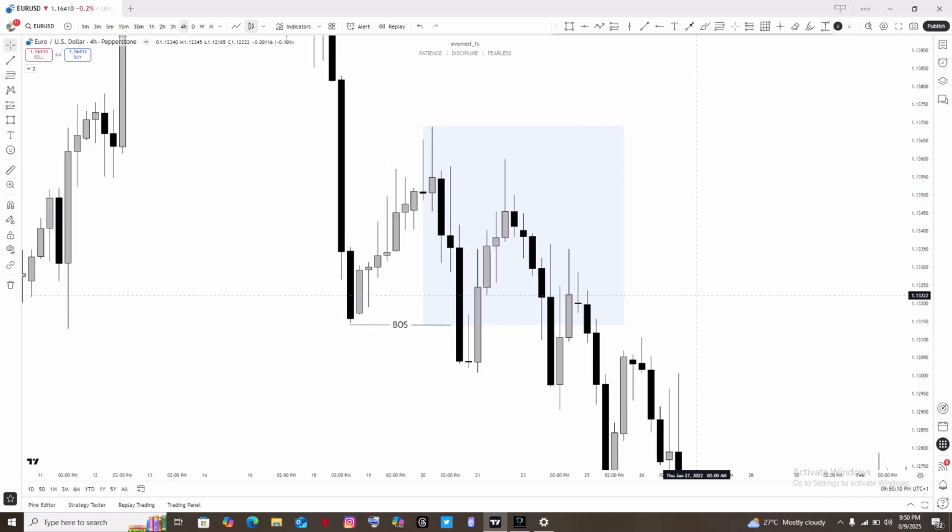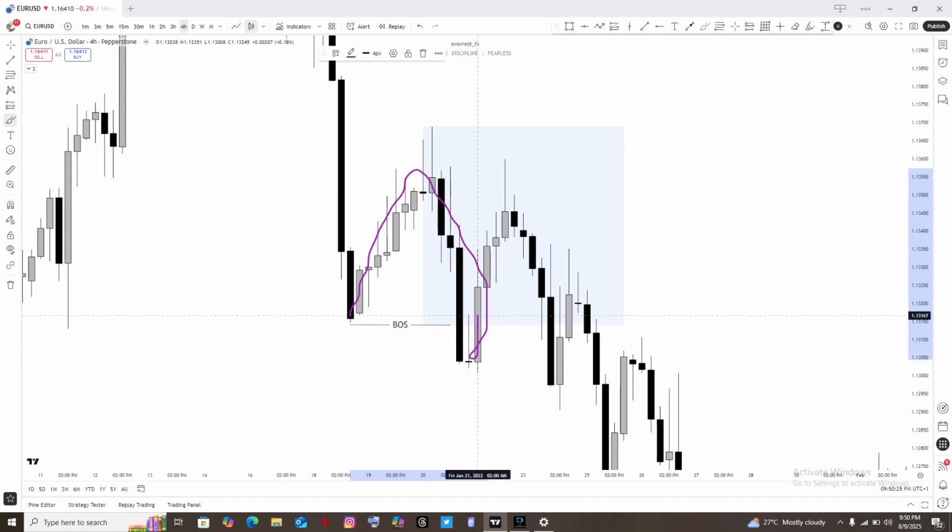This is just for beginners' purpose. In advance, you don't need to mark all these things with your eye. You can spot it. Okay, so now after the market broke structure, the market now came back to mitigate the order flow and then broke structure again.